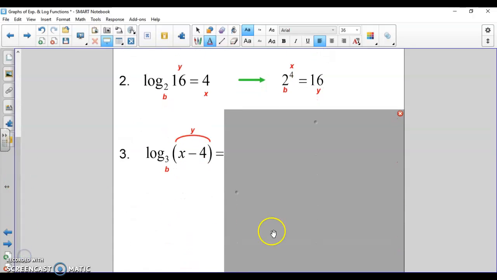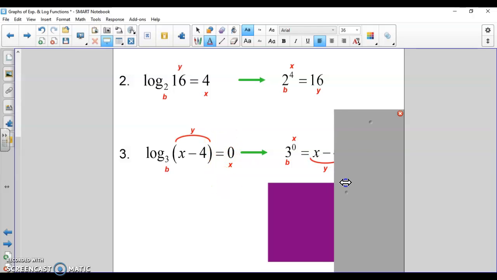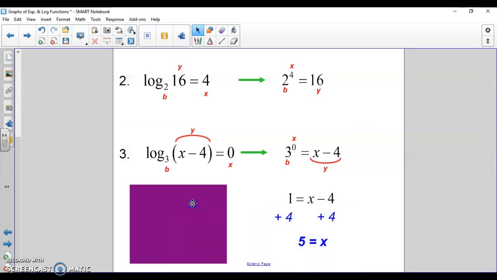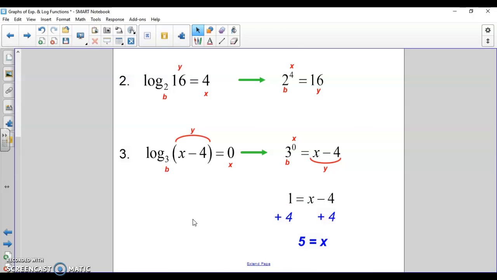This is more along the lines of what we're going to be seeing this week. If I have log base 3 of (x minus 4) as a whole, that whole thing in the parentheses, equals 0. That's your y value. I can rewrite that in exponential form, which is 3 to the 0 equals x minus 4. And what we're actually going to do this week is solve that little equation that we have left. 3 to the 0 is just 1. Add 4 to both sides, I get x equals 5. That would be your x-intercept of this graph. And that's what we're going to look at.